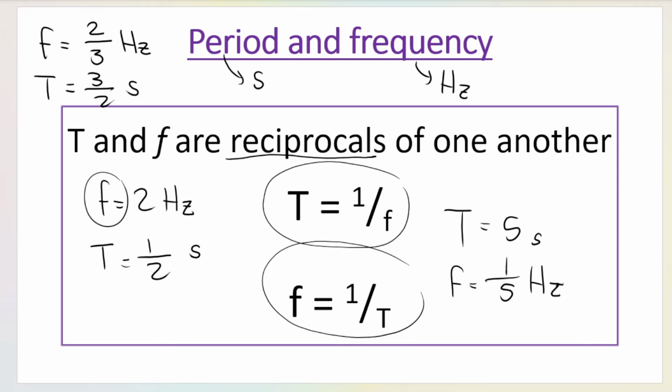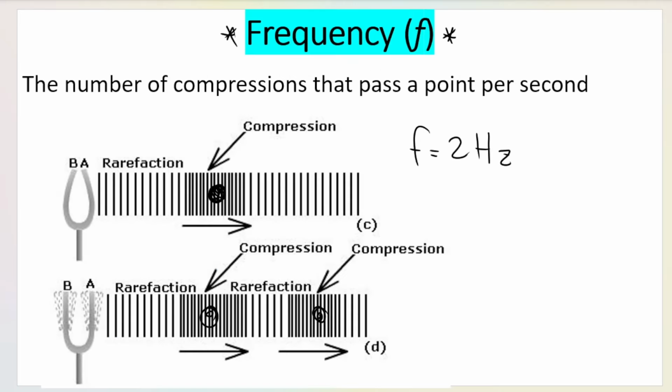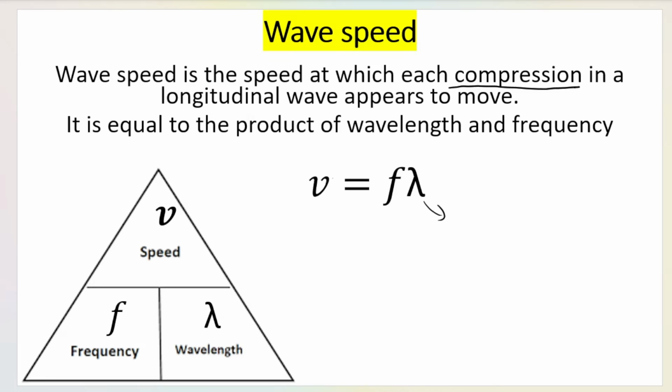And just like we did with transverse waves, we can work out the wave speed for a longitudinal wave. All we need is the frequency and the wavelength. So it says here the wave speed is the speed at which each compression in a longitudinal wave appears to move. So remember, we have compression and then we have rarefaction and then compression and rarefaction. So the speed is the speed at which each compression appears to move. We get the wavelength, which, remember, is the distance between two compressions, and we multiply that by the frequency. And remember, frequency is the number of compressions that pass per second, and that gives me the speed. And I hope you can remember that wavelength is measured in meters, frequency is measured in hertz, and speed is measured in meters per second.